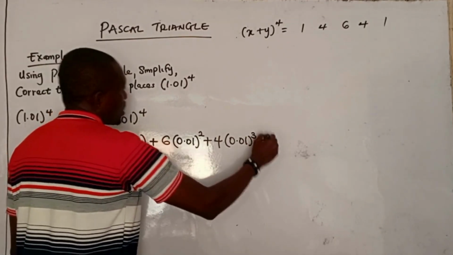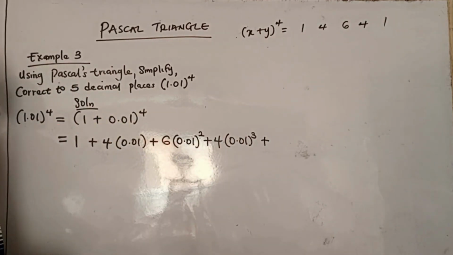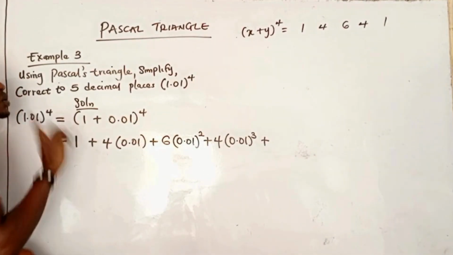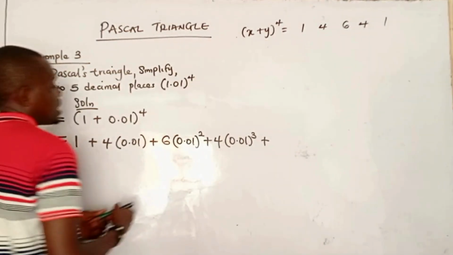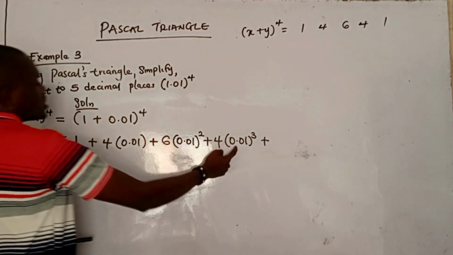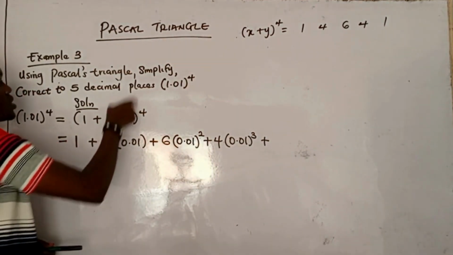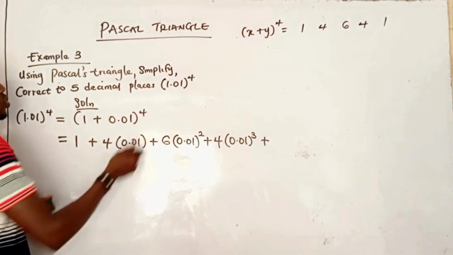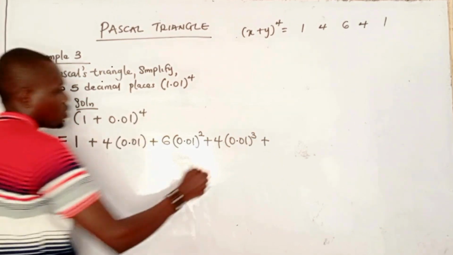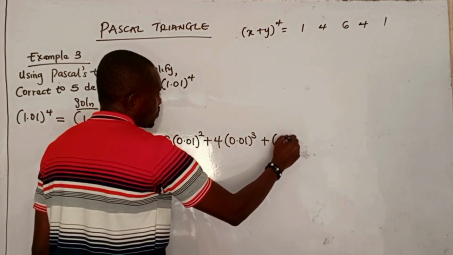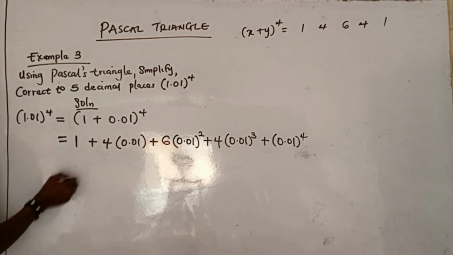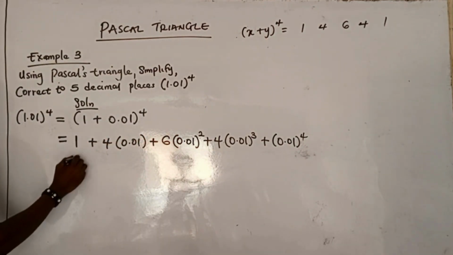And then the last one, the coefficient here is 1. So we are supposed to have 1 to the power of 0. That is x to the power of 0, which is the same thing as 1. And then y, the power of this, which is 0.01 and is known as our y now, will increase by 1 again, which will give us 4. So that means we are going to have 0.01 to the power of 4. So by the time you go further, you are going to have 1.